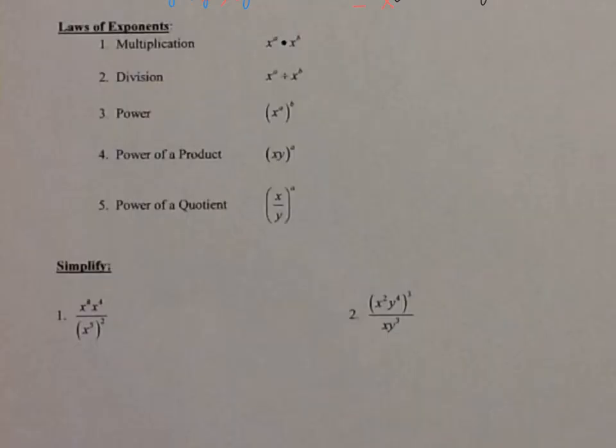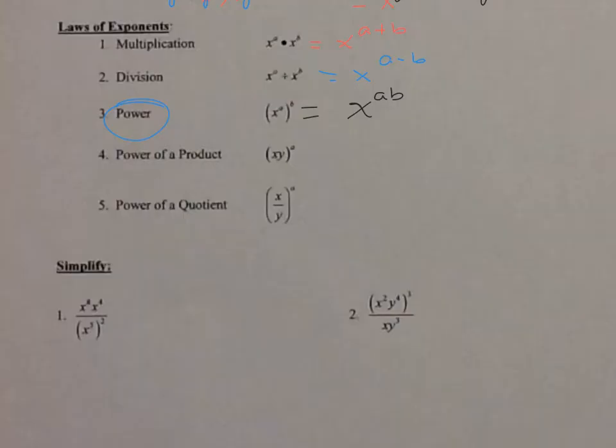All right, so these are the laws of exponents. For multiplication, when you have x to the a times x to the b, you add the exponents. So this is x to the a plus b power. For division, when you have x to the a divided by x to the b, you subtract. So this is going to be x to the a minus b power. When you have a power to a power, x to the a raised to the b power, that is x to the a times b power.